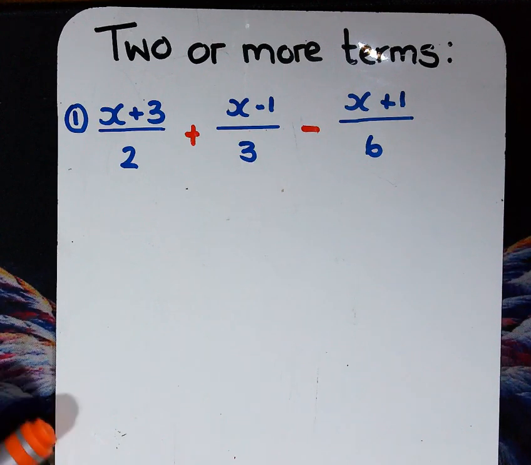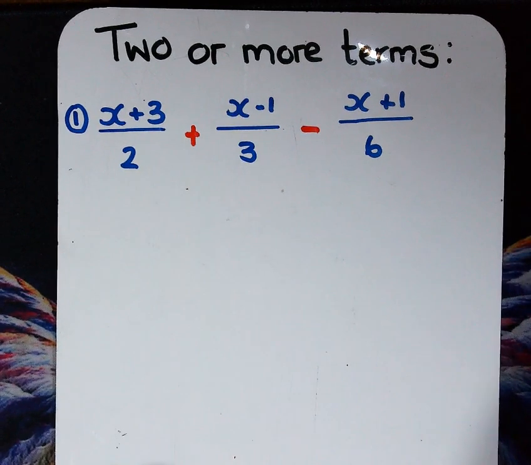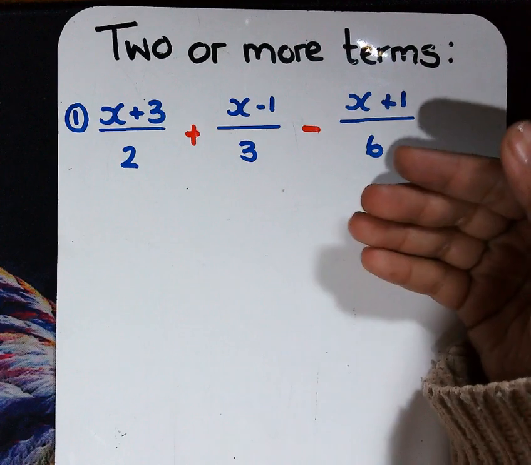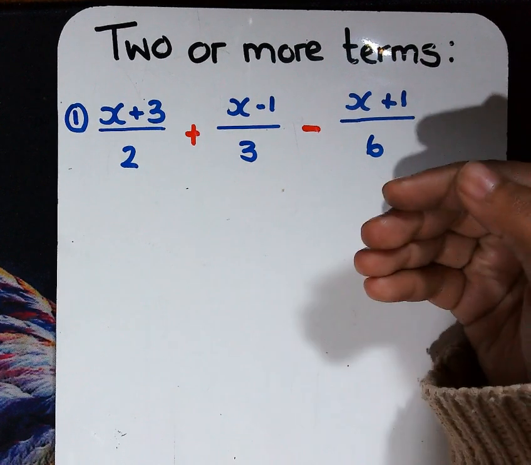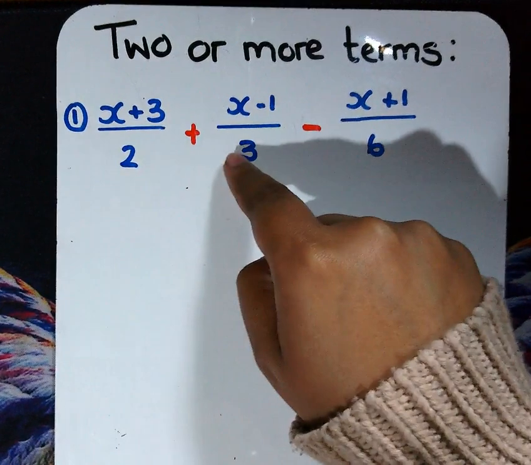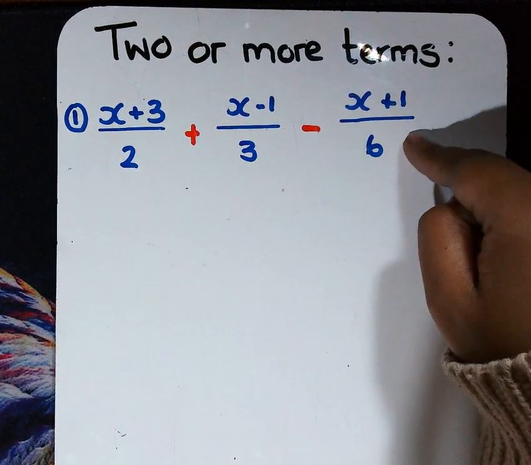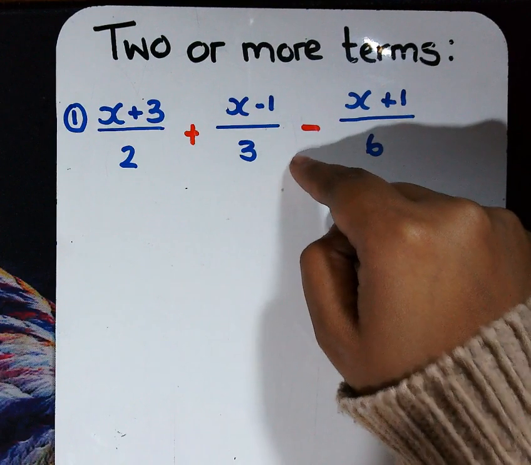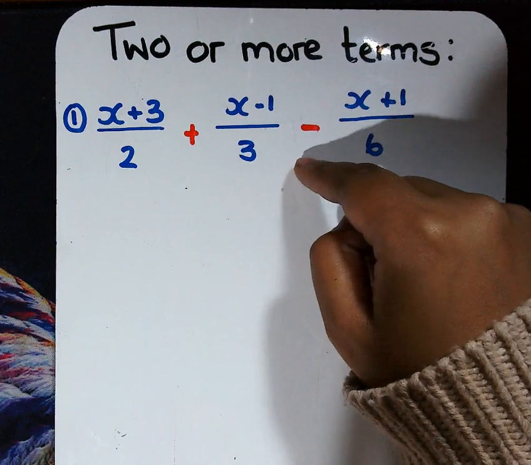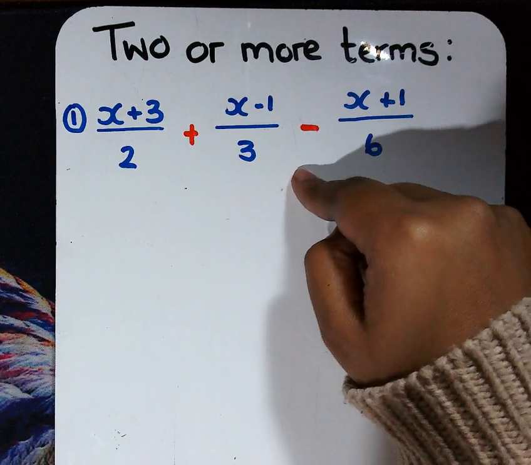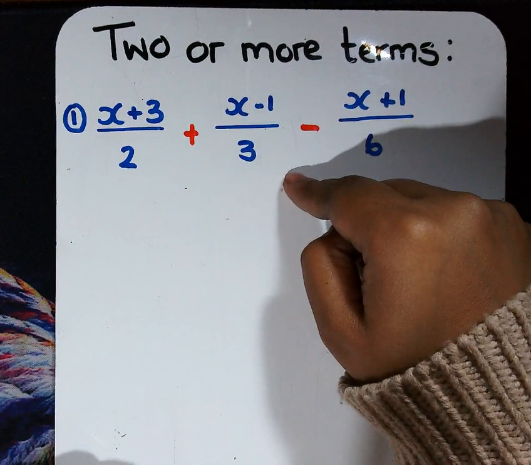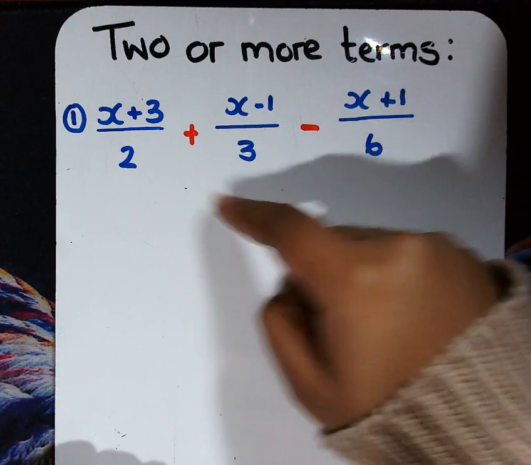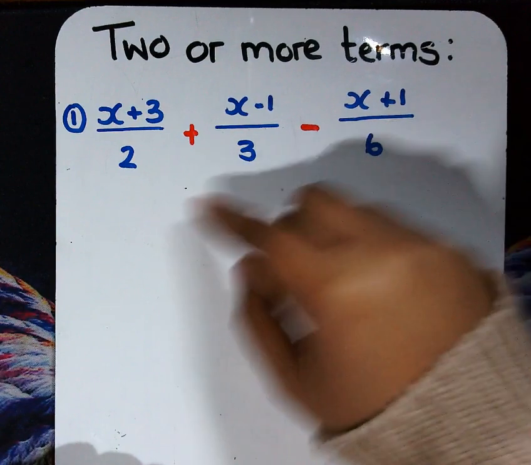Okay, so here we have the first example, right? We have 1, 2, 3 terms, and the instruction is to add these two and then subtract this. So I made this red because you need to follow the instruction that the problem is giving you. Okay, addition, subtraction, multiplication, division, they are operations that you must perform. So we need to add and subtract these 3 terms.